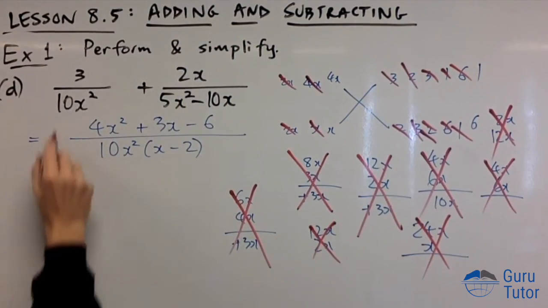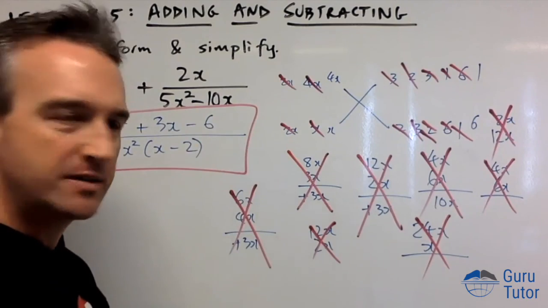Okay, so the top cannot be factored. That's it. That's the final answer. Can't be factored. Leave it like that.